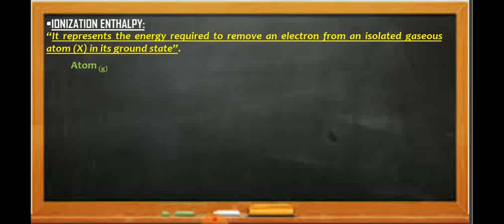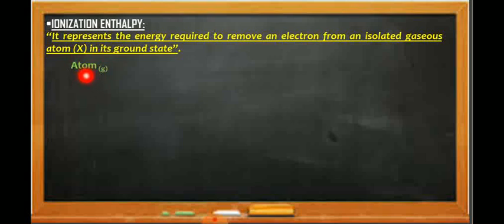For example, say this is a neutral atom present in a gaseous state. This atom is isolated. Meaning of isolated is what? It's a separated, a single atom. And it's present in a ground state, a lower energy state, let us assume.